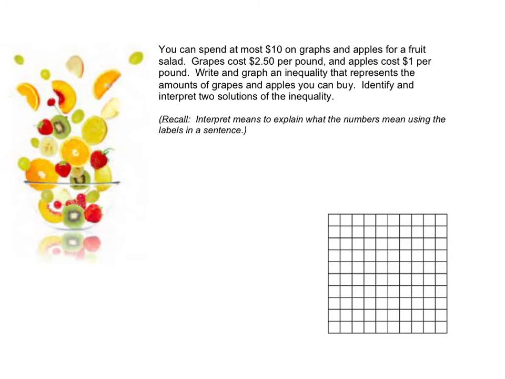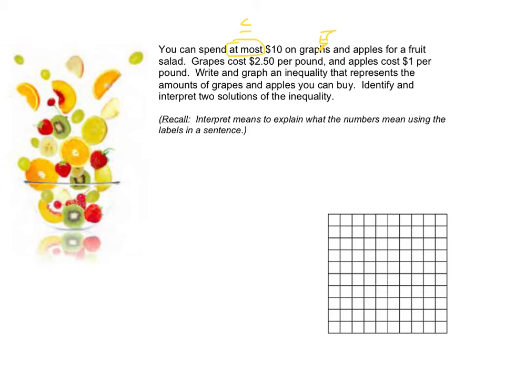So on this next example, we want to talk about creating an inequality first, then graphing it, and then interpreting some solutions. So we have a situation here. We can spend at most $10 on grapes, not graphs, and apples for a fruit salad. At most, what does that mean? So at most means I can spend 10, which is the equal sign, or up to 10. So it's the less than or equal to sign.